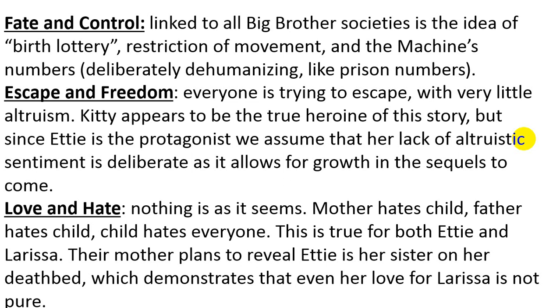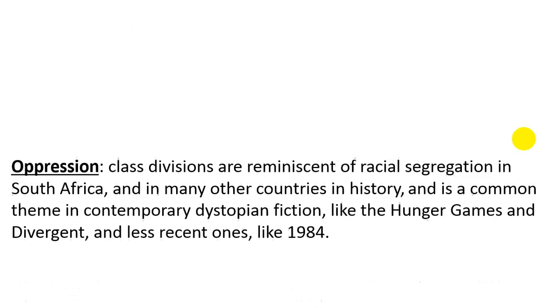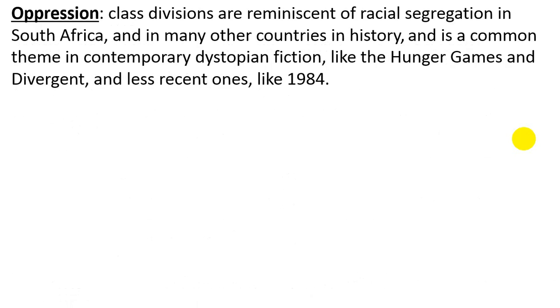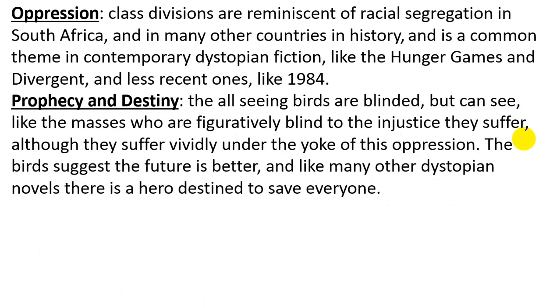Her mother hates her, her father hates her, she hates everyone, or seems to, and this obviously ties into appearance versus reality, which I've put a bit later. Oppression. Class divisions are reminiscent of racial segregation in South Africa, and segregation in other ways, the various ways that people are oppressed in the world today and throughout history. And so this is a common theme in contemporary dystopian fiction, like The Hunger Games and Divergent, and less recent ones like 1984. Prophecy and destiny.